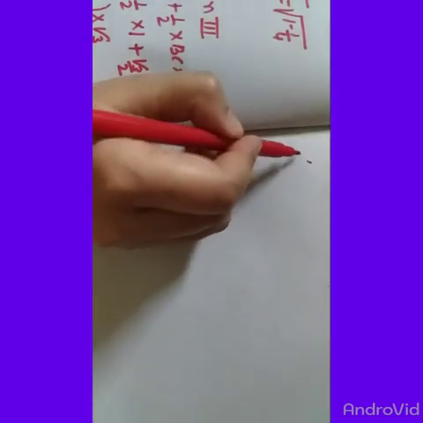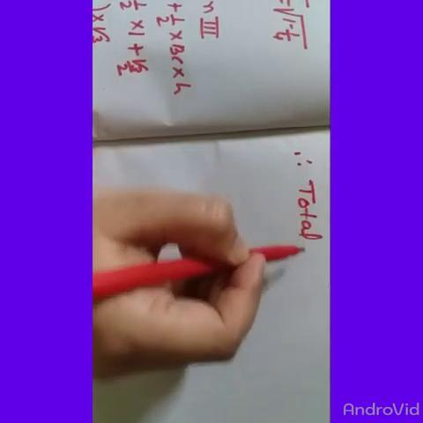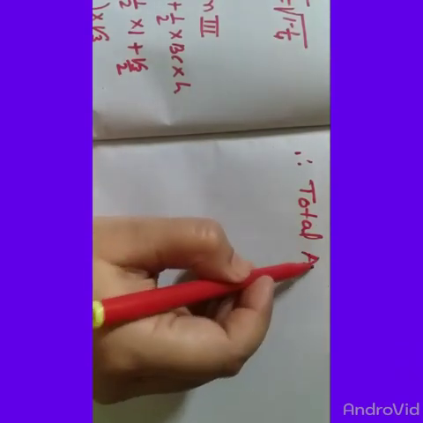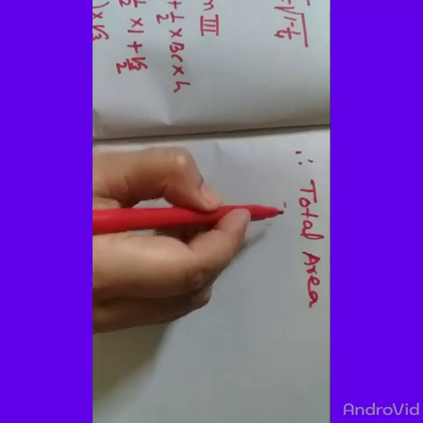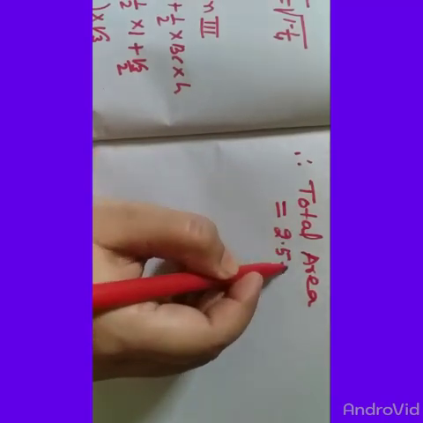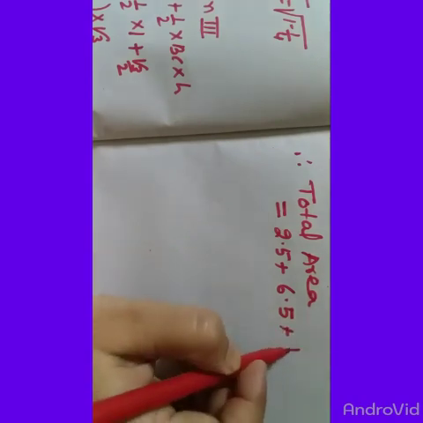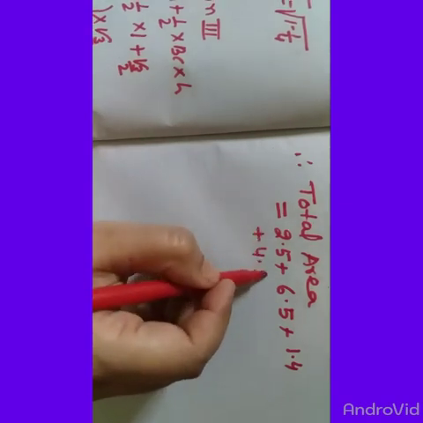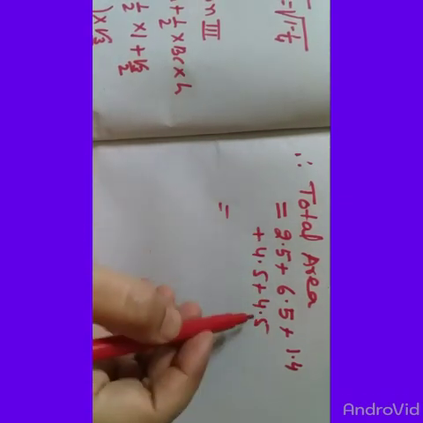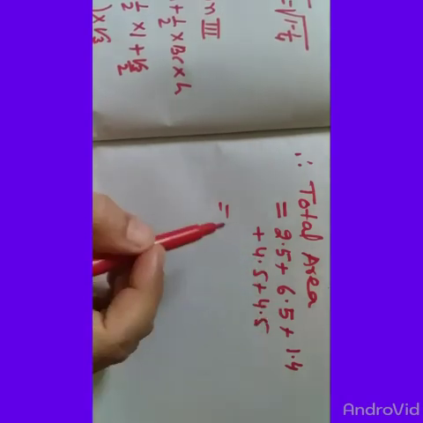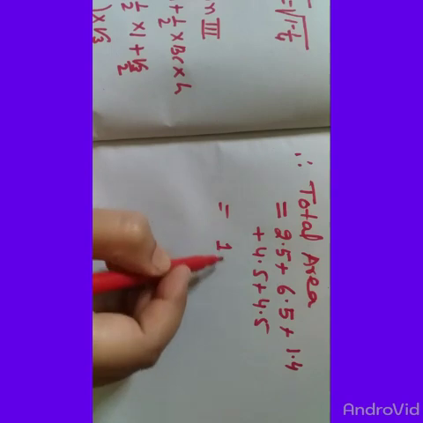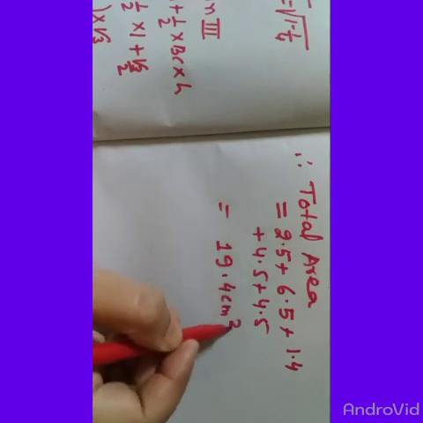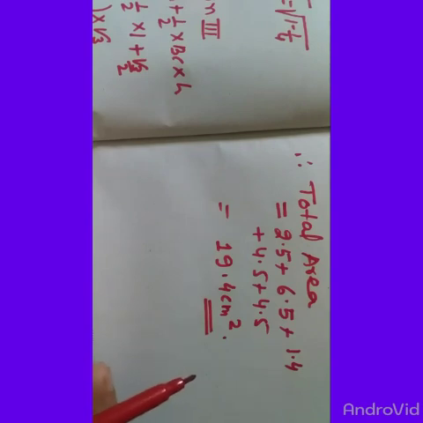Now see, therefore our total area will be the sum of all the values. So total area is equals to, let us start from the beginning, 2.5 plus 6.5 plus 1.4 plus 4.5 plus 4.5. Let us add this: 5, 10, 14, 19, and this becomes 19.4 centimeter square.